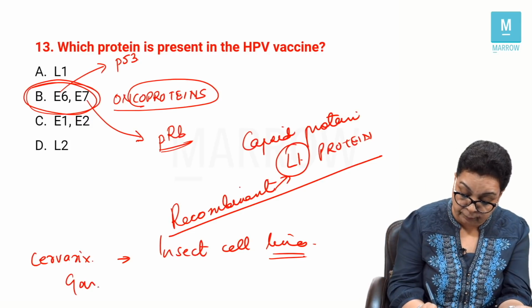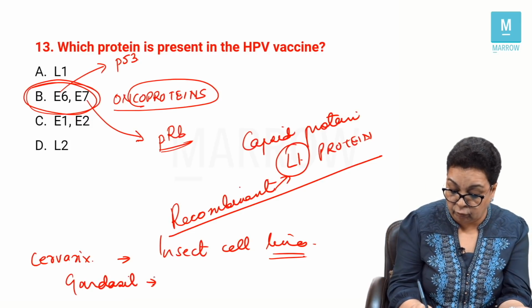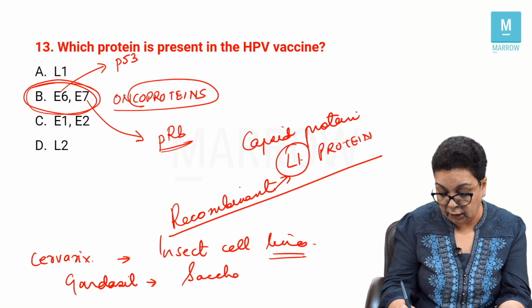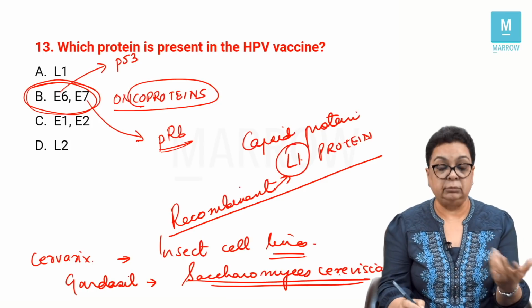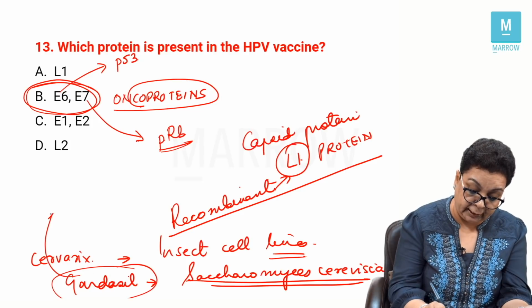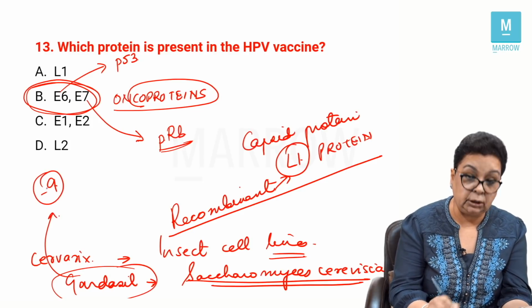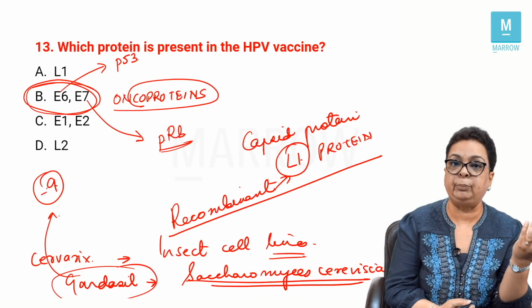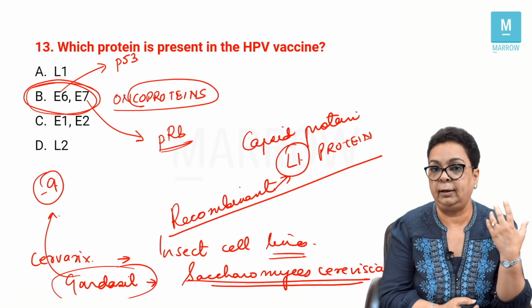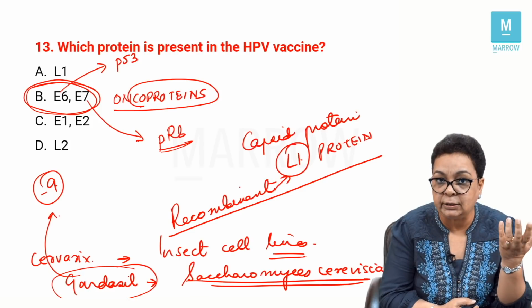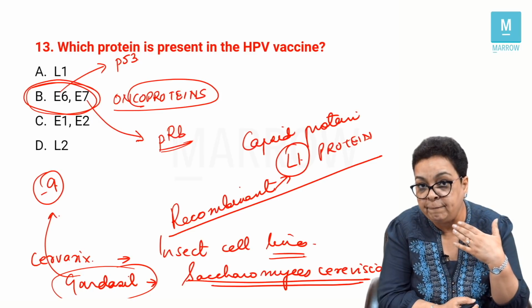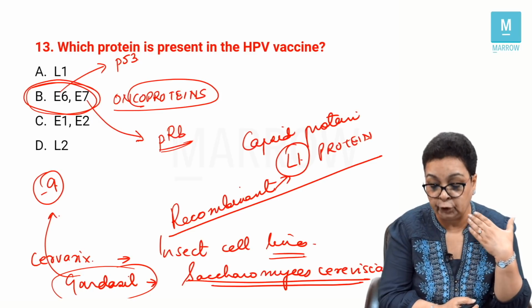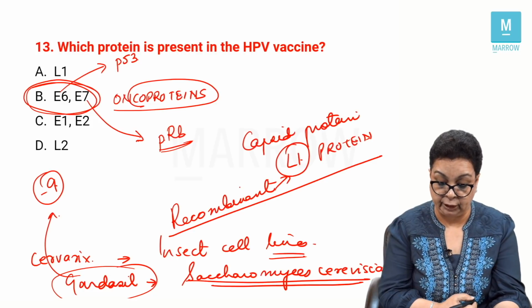And the Gardasil, here the recombinant L1 protein has been synthesized in the baker's yeast, that is Saccharomyces cerevisiae. And today, at present, which one do we have? Gardasil 9. The 9-valent vaccine, which is providing protection against 6, 11, 16, 18, 31, 33, 45, 52, and 58 genotypes of human papilloma viruses, right?